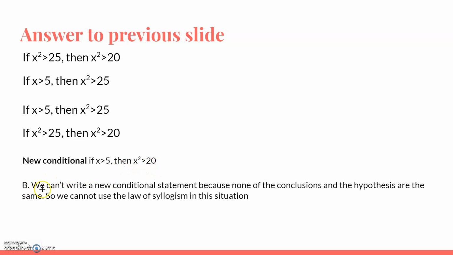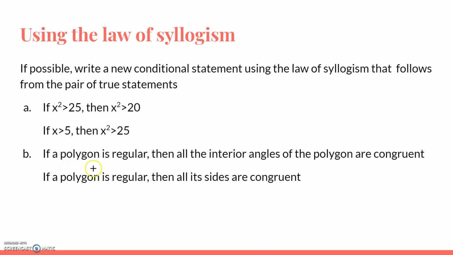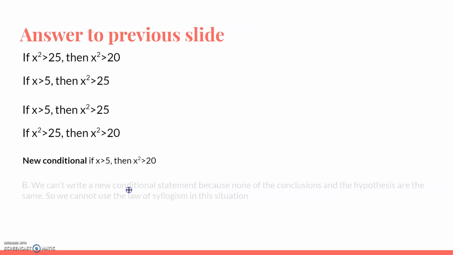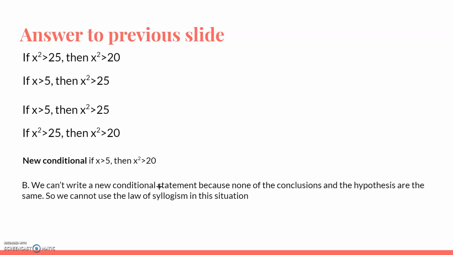Okay, but for number B, we can't really write a new conditional statement because none of the conclusions and the hypotheses are the same. As you saw earlier, if a polygon is regular, then all the interior angles of the polygon are congruent. If a polygon is irregular, then all its sides are congruent. As we saw there, none of the conclusions were the same as the hypothesis in the first or the second one, so we can't use the law of syllogism in this situation.